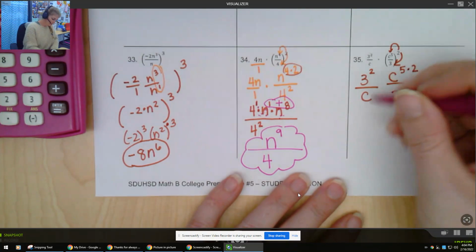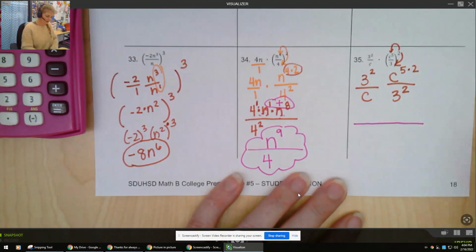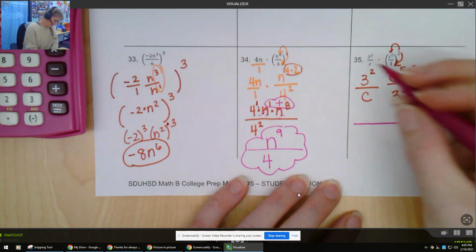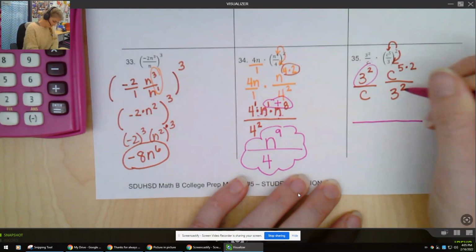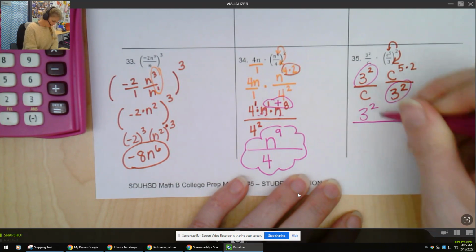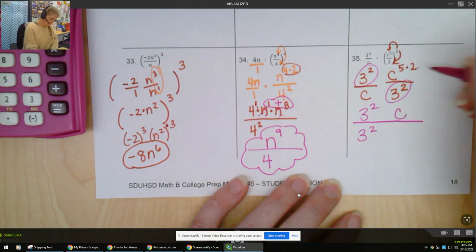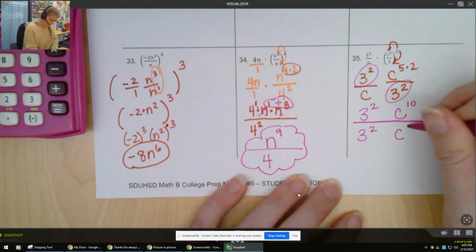Now we're going to think about this as one big fraction. I'm going to sort my like bases, because remember, all these rules only work if you have the same base. So here I'm going to have 3 to the 2nd over 3 to the 2nd, and I'll have c to the 5 times 2 is 10 over c to the 1st.